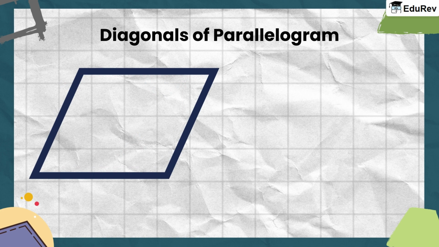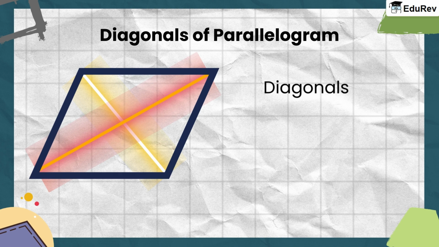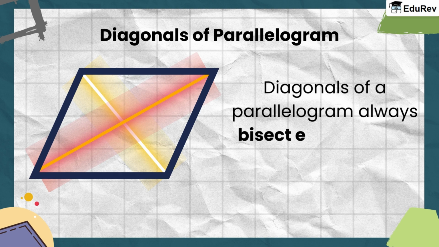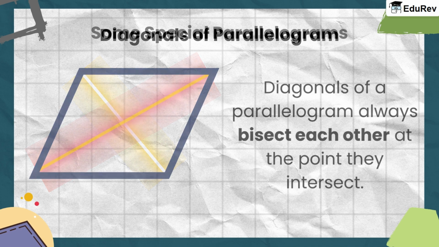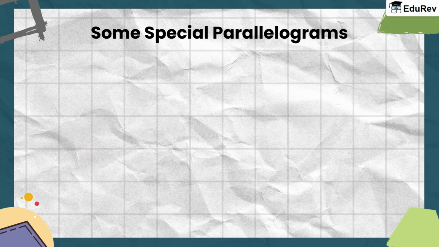Just like the angles, diagonals of parallelograms also have some special properties. Diagonals are quite amazing if we see them closely. Diagonals of a parallelogram always bisect each other at the point they intersect, which means they divide each other in halves at the point of intersection. Just as we said parallelogram is called the parent of some other quadrilaterals, now we will see the special parallelograms.